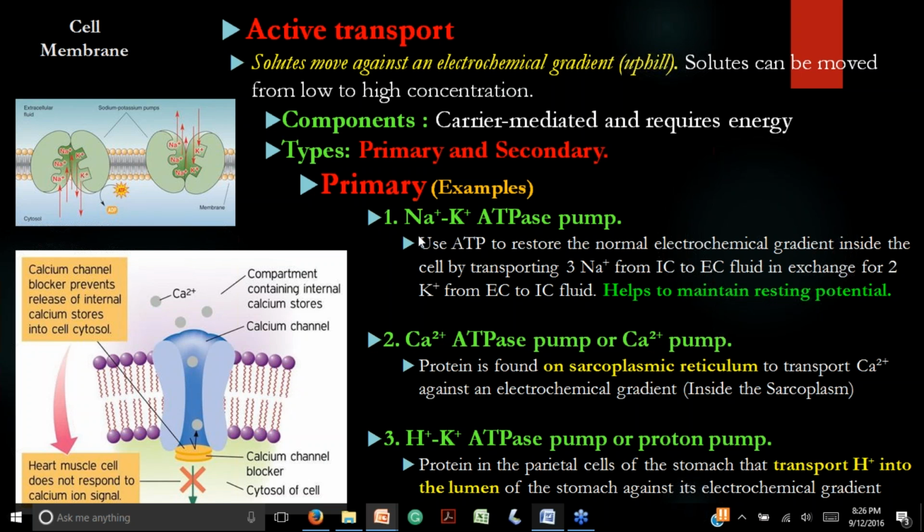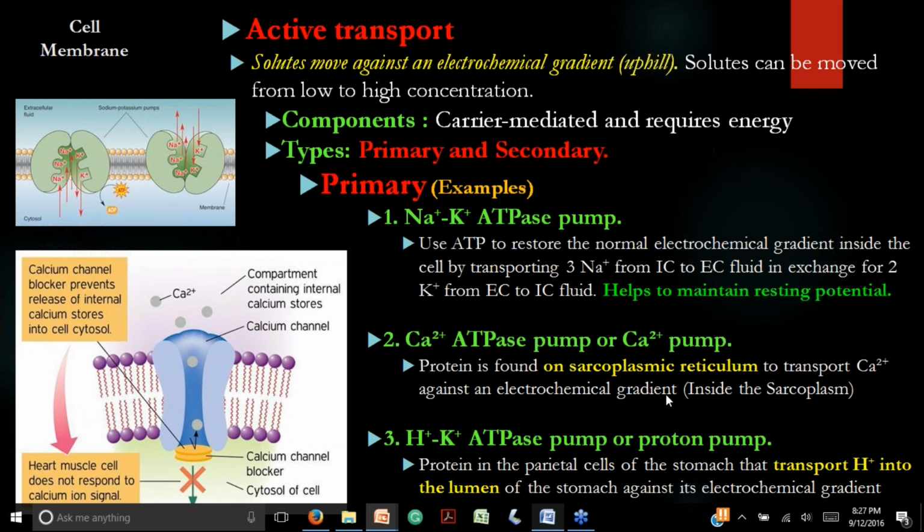So we have two types of active transportation, primary and secondary. Let's start with the primary, and we will see what the difference is with the secondary transportation. In primary active transportation, the solutes move against the electrochemical gradient, so against the concentration gradient. As examples, we have the sodium-potassium ATPase pump, or sodium-potassium pump, the calcium pump, and the hydrogen-potassium pump or proton pump.